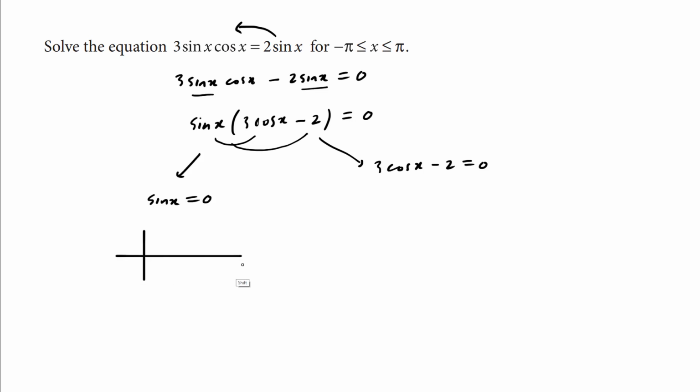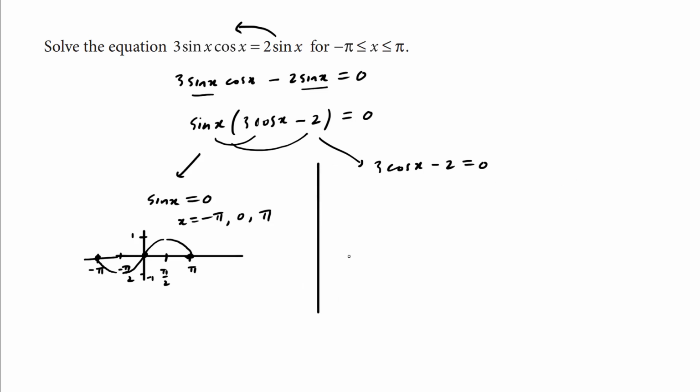Recall what sine x looks like. This is going to be pi, this is going to be pi over 2, and we're going to go backwards. This is negative pi, this is negative pi over 2. Sine starts in the middle, it goes up, and then it goes down. This is going to be 1, and this is going to be negative 1. And going backwards, it goes down, then goes back up. So between negative pi and pi, sine x is equal to 0 at x equals negative pi, 0, and pi.